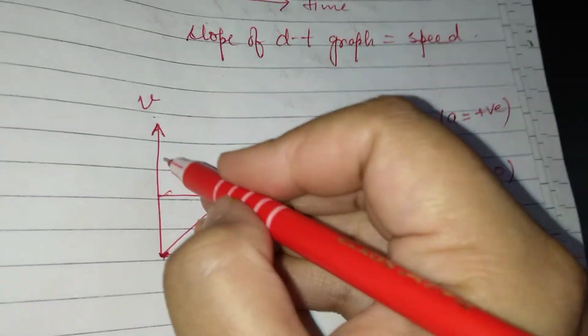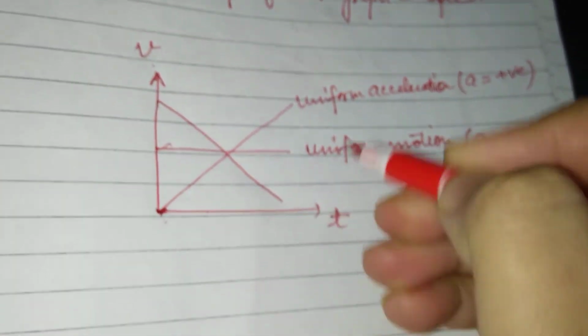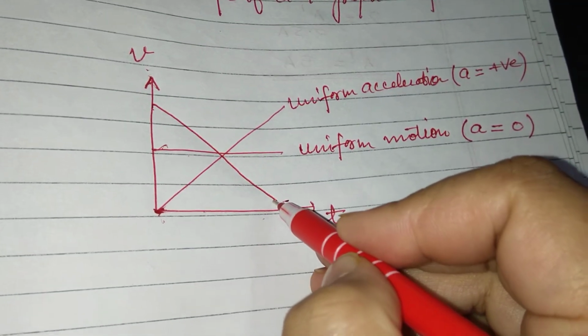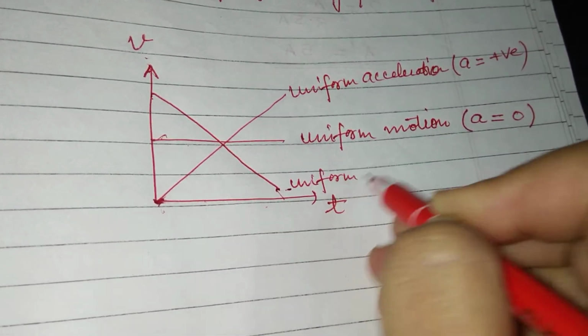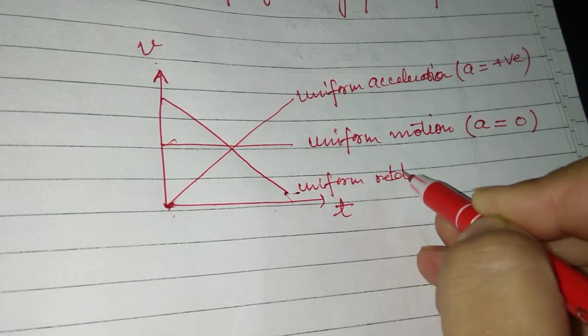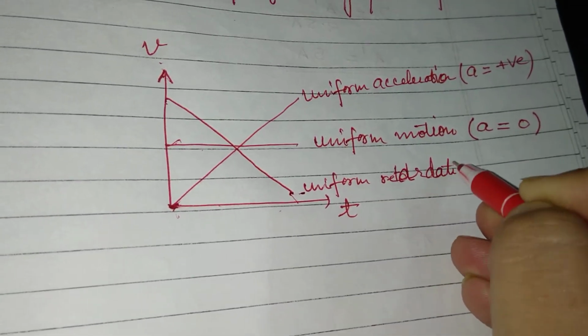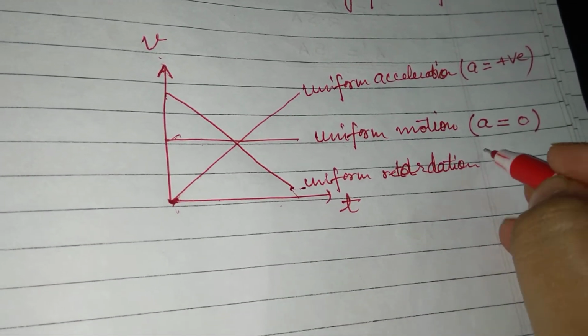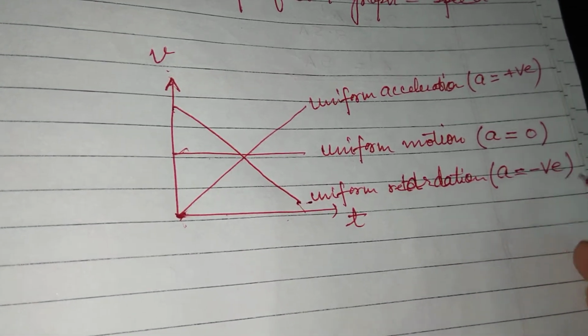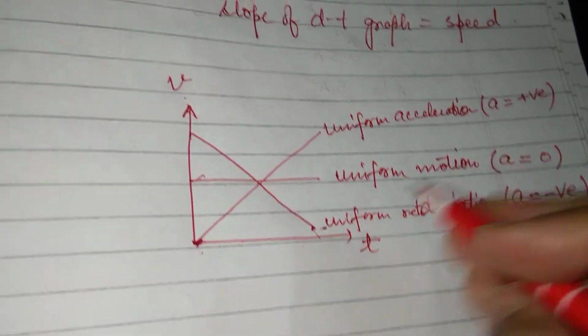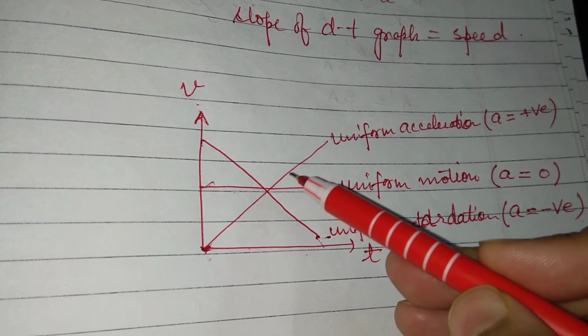Now the third graph is like this. This graph has negative slope, so it represents uniform retardation. So it is uniform retardation, and the value of acceleration is negative here. So these are the velocity time graphs.